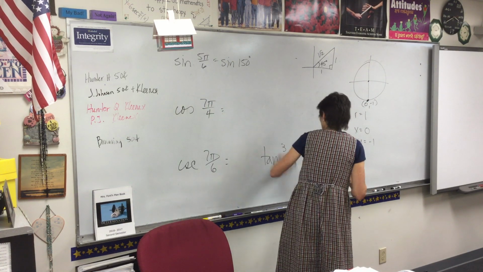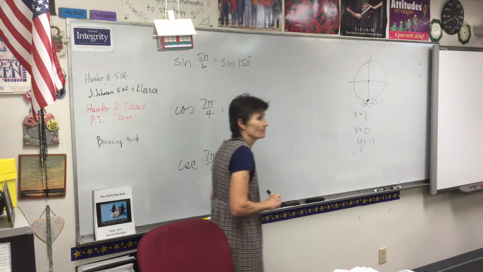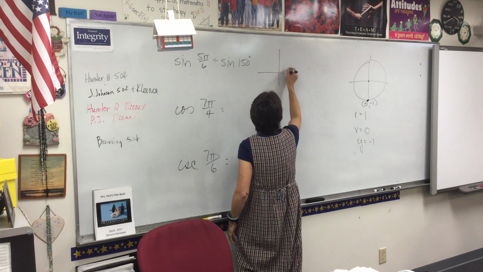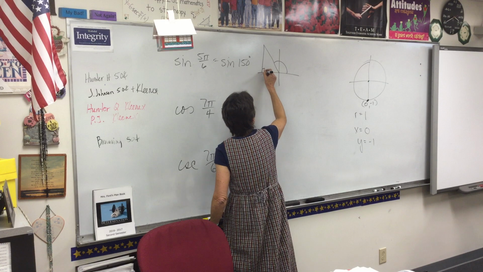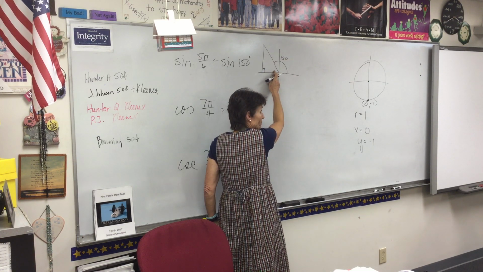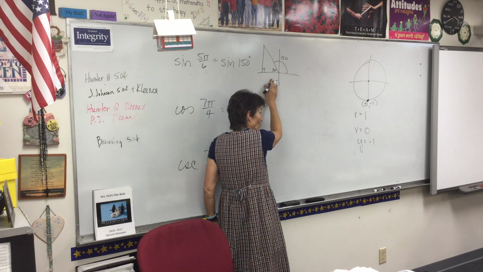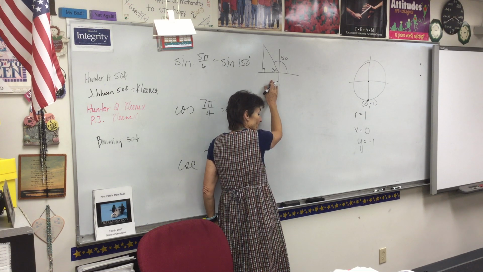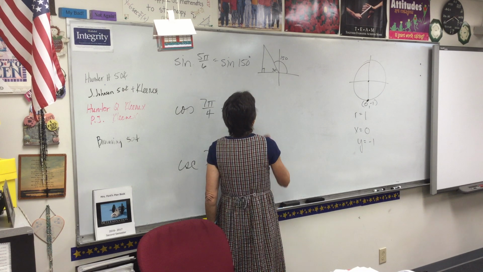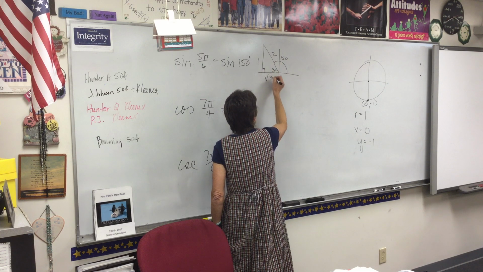So what do I have to do now? Draw 150, which is going to be over here. The angle's 30. What math did I do to get 30? 180 minus 150. Okay, so if that's 30, this is 1, 2, root 3.